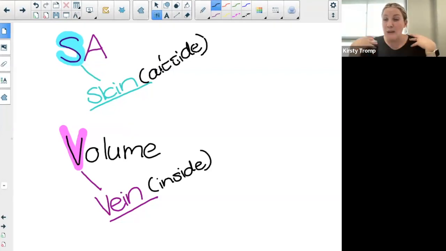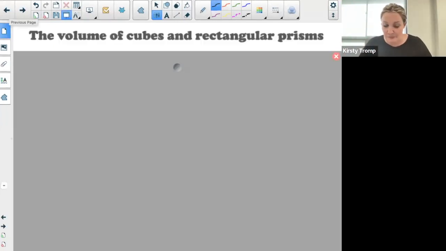Surface area is like your skin. Surface area is on the outside, whereas volume is your veins, and volume is on the inside. Surface area, skin, outside; volume, veins, inside. So that's just an easy way that you can think about it. You might have different ways to think about it, but that's the way I always picture it. All right, so let's go to our worksheet for tonight.